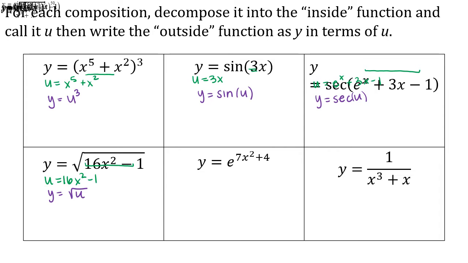Looking at this next one, our inside function is 7x squared plus 4, so I'm going to let u equal that, and then I can replace that in our formula, so it becomes y equals e to the u. And then in this last one, I'm going to let u equal this piece, and y is going to equal 1 over that, so 1 over u.